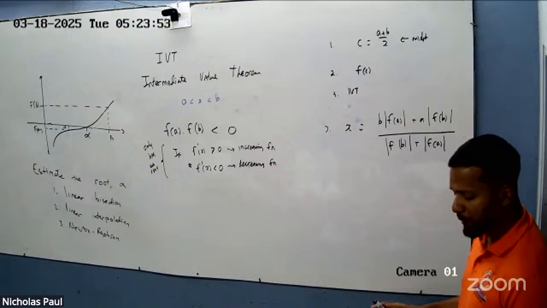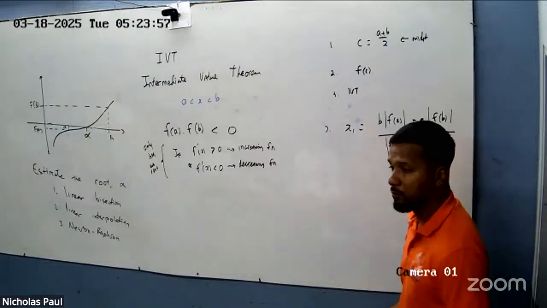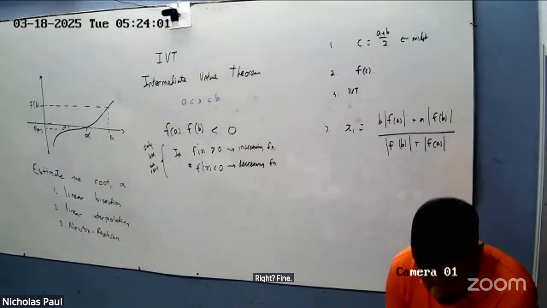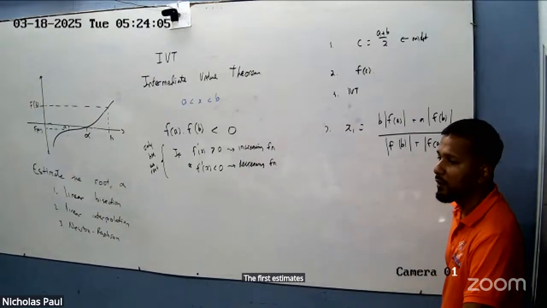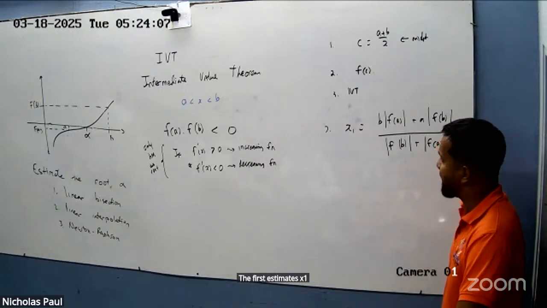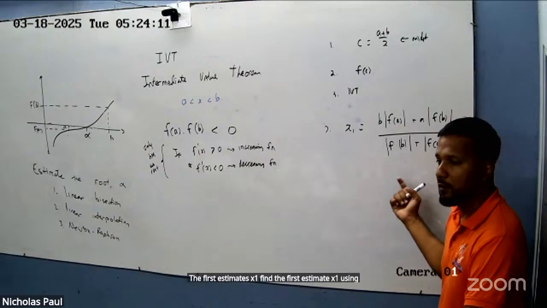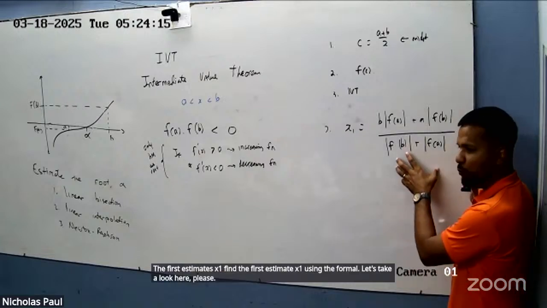Linear interpolation. Right? Find the first estimate, x1, using the formula. Just take a look here, please. Of course, you'll recognize what the symbols mean, right?